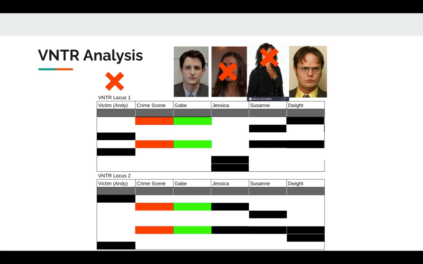And finally, the last suspect, Dwight. He does have a match for the alleles on the crime scene sample in locus 1, but his alleles do not match in locus 2. Thus, we have a good idea of who the suspect might be for the next episode.